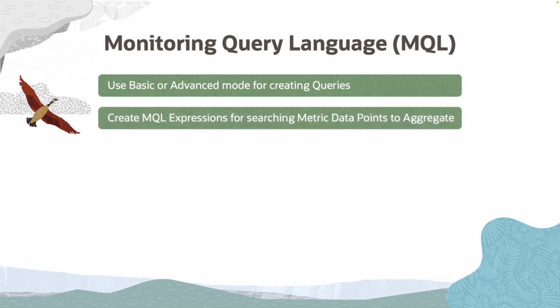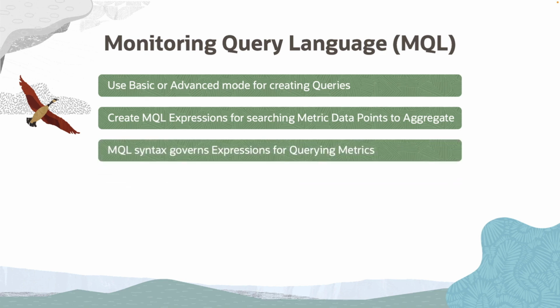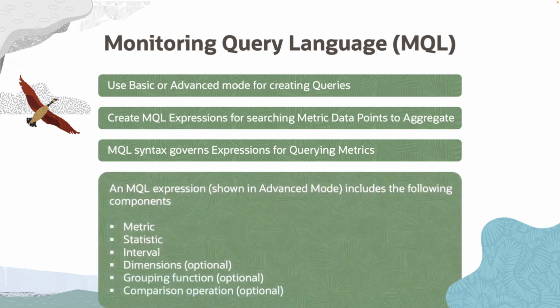MQL expressions are a set of components that use a syntax-based structure, and the main purpose of these MQL expressions is to search for specific metric data points and aggregate them. The queries in the form of expressions are visible only when switching into the advanced mode of the service. You will have to follow the MQL syntax, which will govern these expressions for querying metrics. So an MQL expression has a set of components.